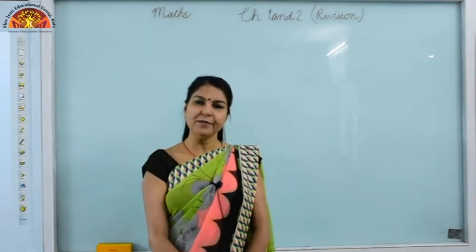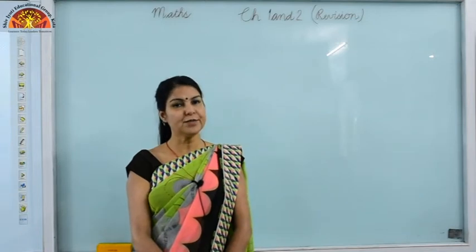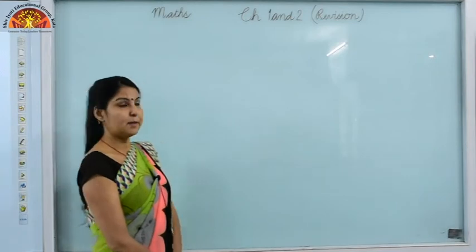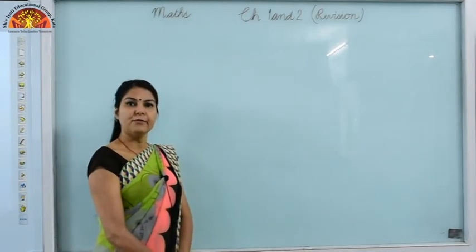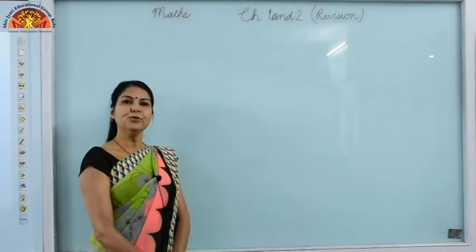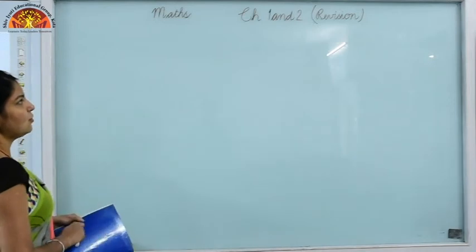Children, you have studied chapter 1 and 2 in previous videos. Now in this video we will take a revision of this chapter. This is chapter 1, numbers from 100 to 200 and numbers 201 to 1000. Now let's see some numbers on the board.